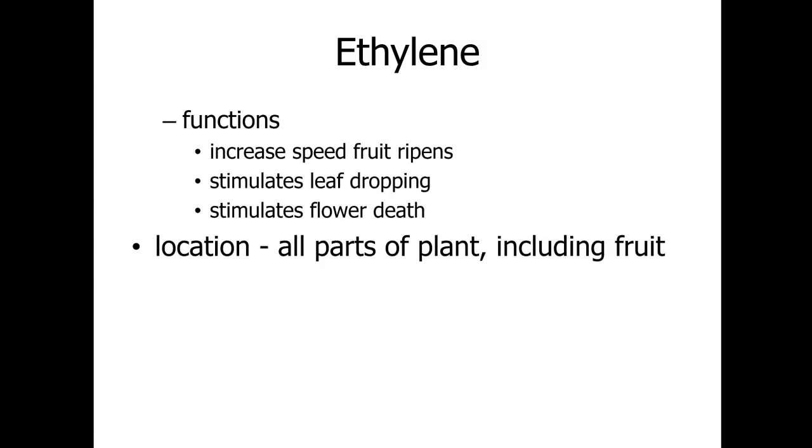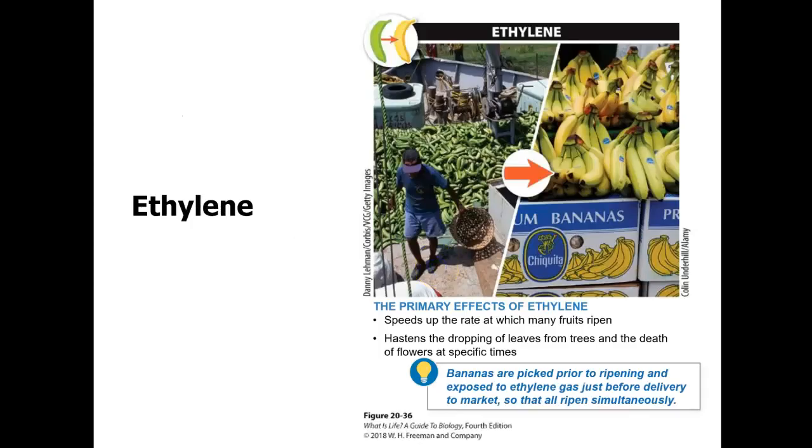it stimulates flower death. This is going to be found all over the plant, so in all parts, including the fruit. This is going to be the substance that they use to put on things such as bananas to help speed up the rate in which they ripen. It also hastens the dropping of leaves from trees and the death of flowers at specific times.